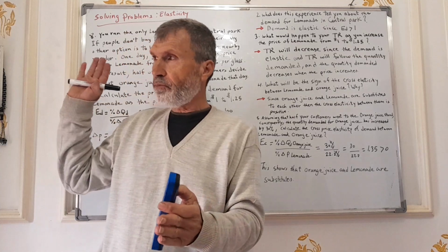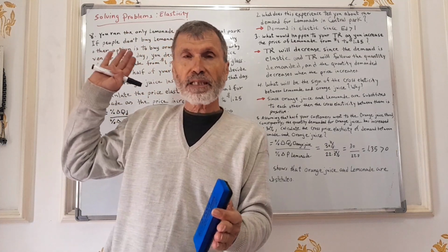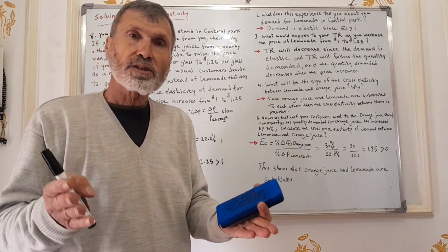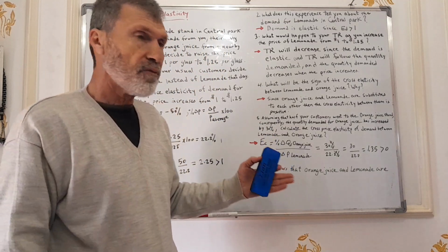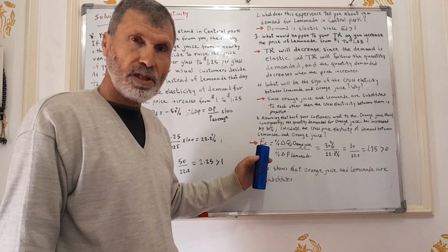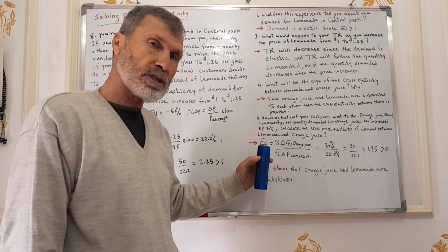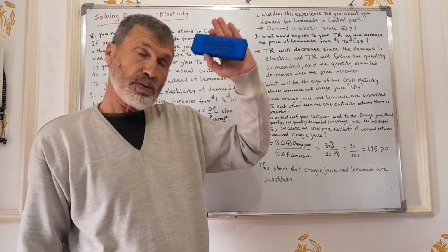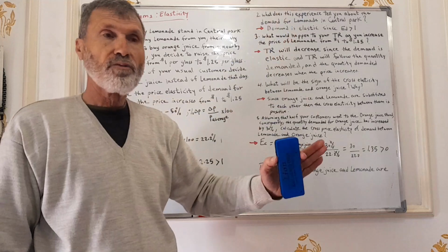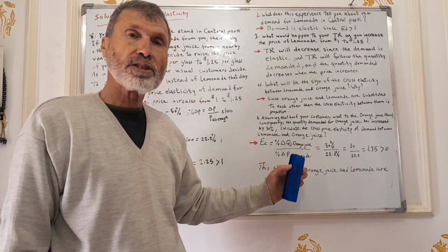Okay? The question basically implicitly tells you this. Now, we need to calculate the coefficient of the cross price elasticity of demand. Of course, we plug the values into the formula of the cross elasticity of demand, which is equal to the percentage change in the quantity demanded of orange juice over the percentage change in the price of lemonade.